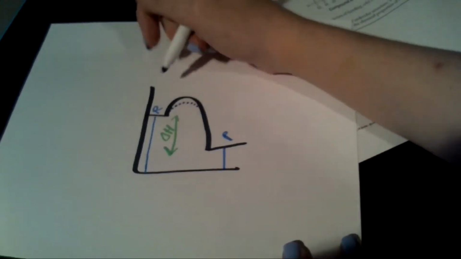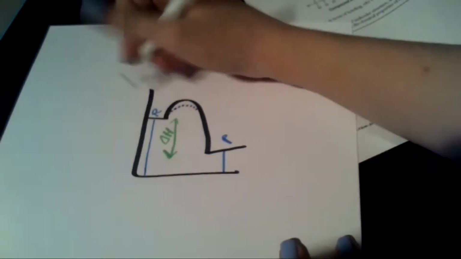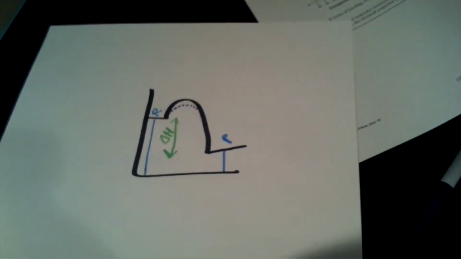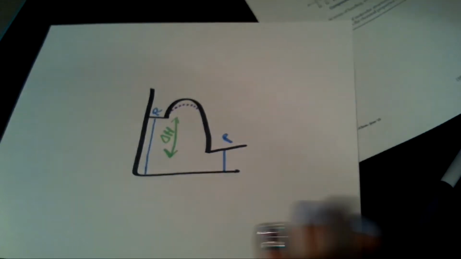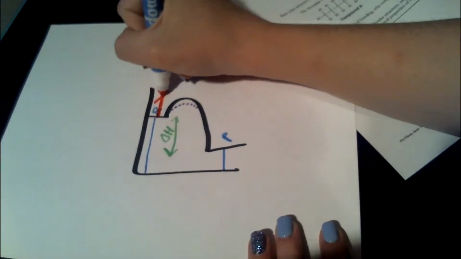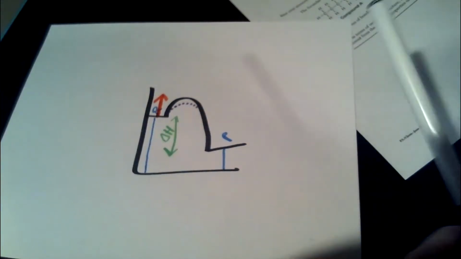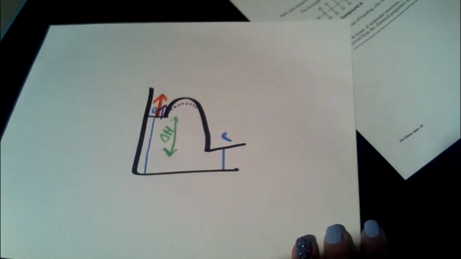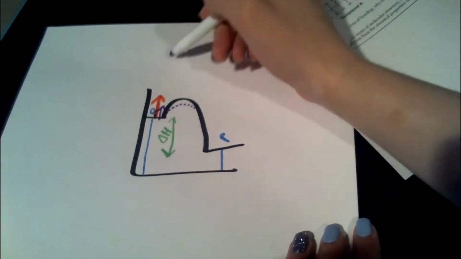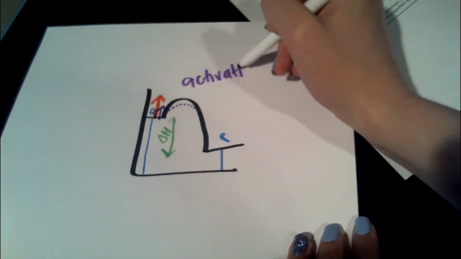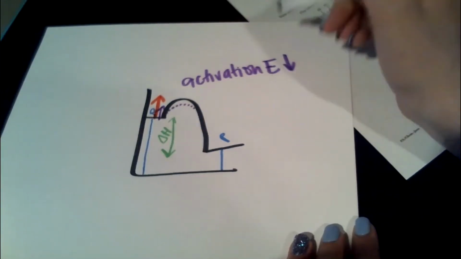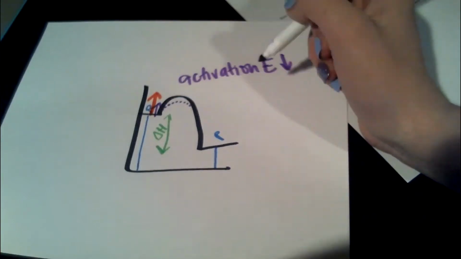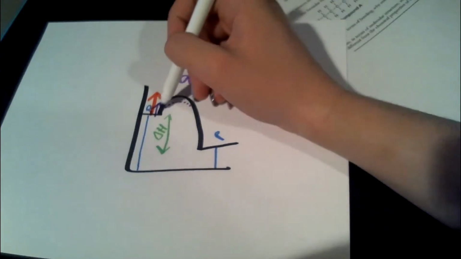Without this catalyst, my reaction needs, let's see, I need another color, red. Without this catalyst, my reaction needs that much energy to get started. When I add the catalyst, it only needs that much energy to get started, just that little purple arrow. So my activation energy decreases, and as my activation energy decreases, my reaction happens more easily. That's the point of a catalyst. So you would draw that type of line.